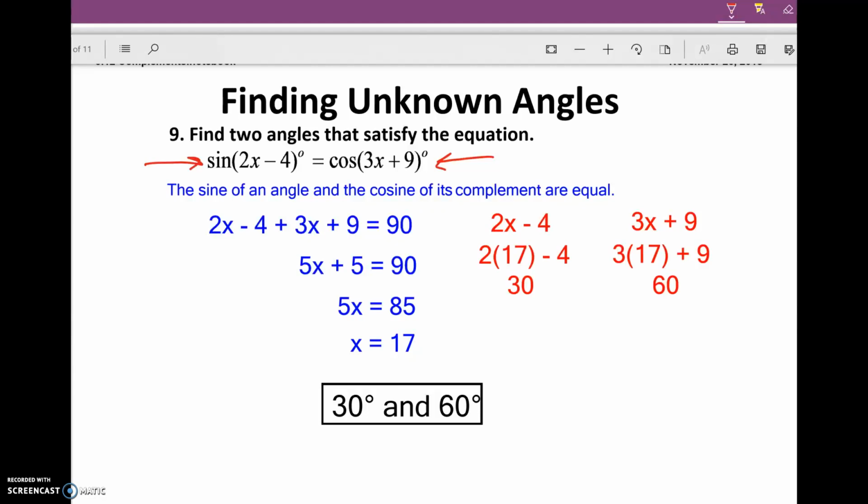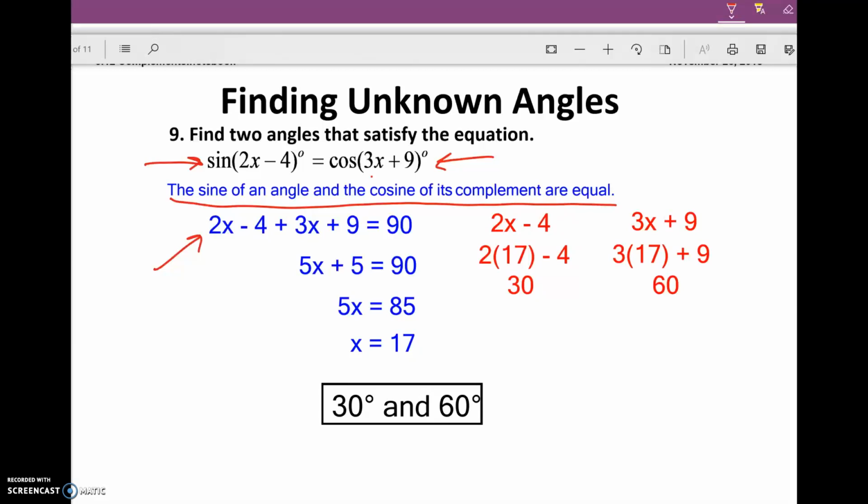Now we know, because they're cofunctions, that these two are going to be equal. The sine of an angle and the cosine of its complement are equal. So we also know that whatever angle degree measures those are, they're going to add up to 90 degrees. So in order to figure out what two angles would make this equation true, we have to first figure out what x is.